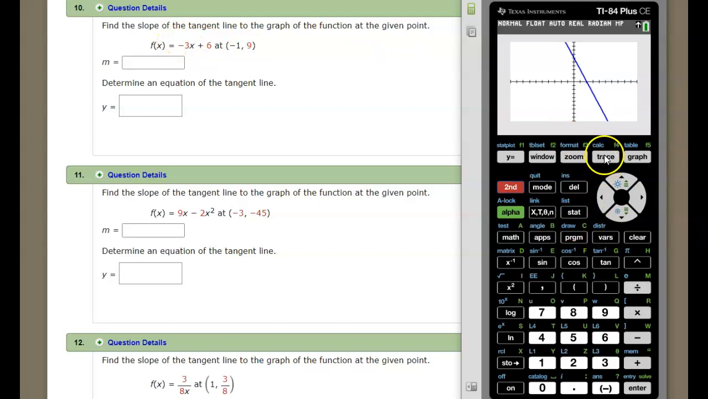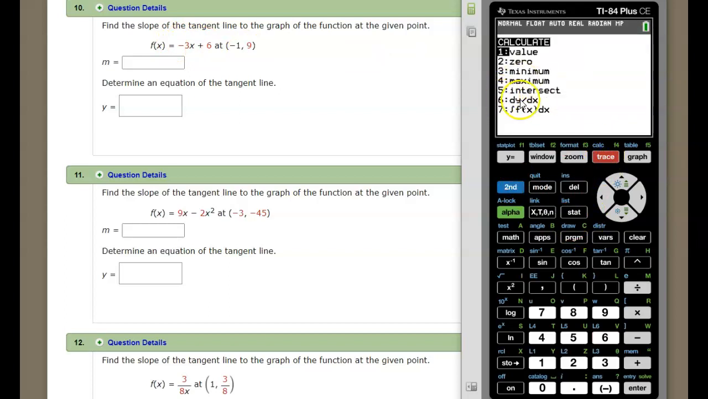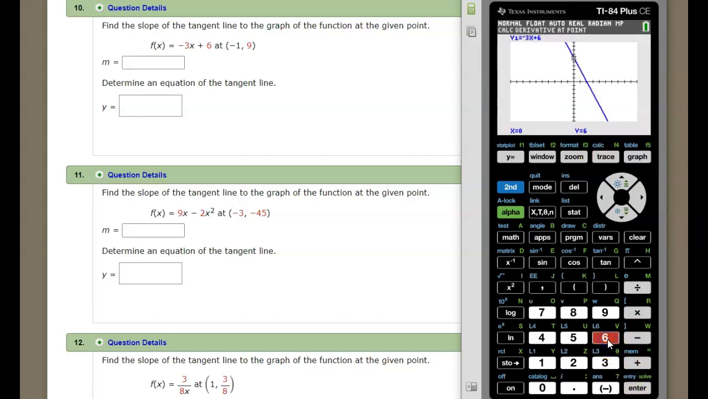So if I do a second calc, see the 6 dy dx, it looks like difference in y over difference in x. I want 6. And then it doesn't tell me what to do here, so I need to know that I need to put in the x value, which is negative 1. So negative 1. And when I put that in, it's going to give me dy dx is equal to negative 3. So here's negative 3.